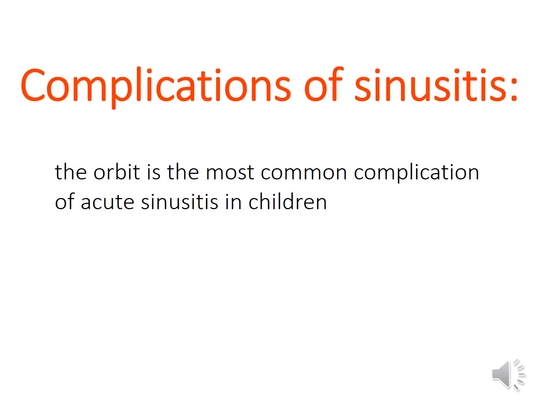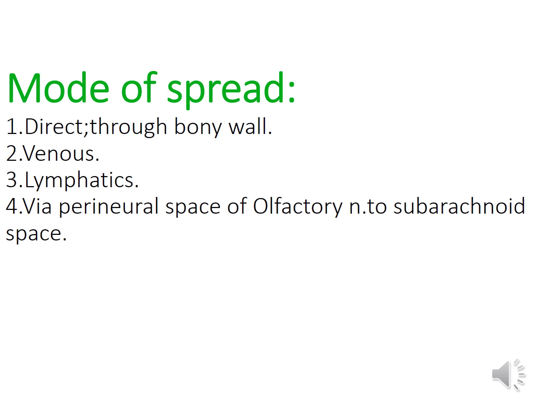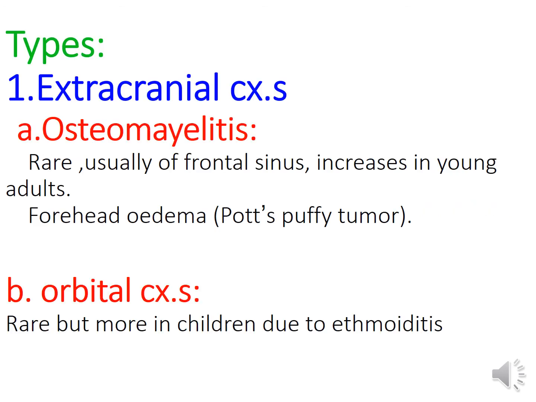Complications of sinusitis. How does infection spread in case of sinusitis causing these complications? Either directly through the bony wall causing osteomyelitis, or through the veins to the venous sinuses, by lymphatics, or perineural spread to the brain.